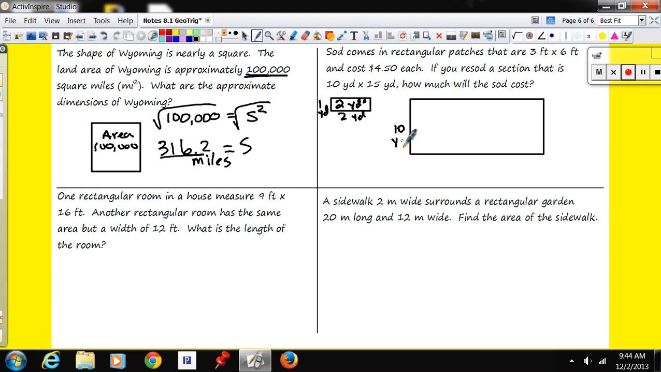This is 10 yards, and this is 15 yards. So my area is 150 square yards. The question then is, how many of these pieces of sod do you need to fill up this whole garden? How do I figure that out? How many pieces go into the garden? You got to divide. You got 150, and you got to divide it by 2 because each one is 2. So it's going to be 75 pieces would fill up the garden.